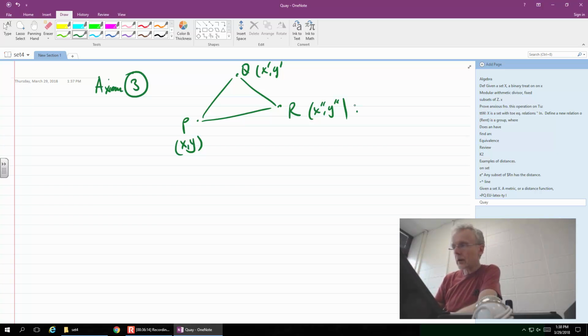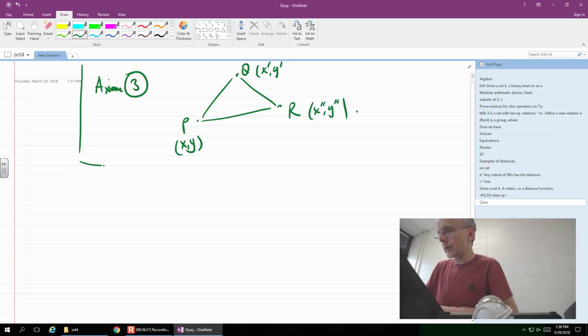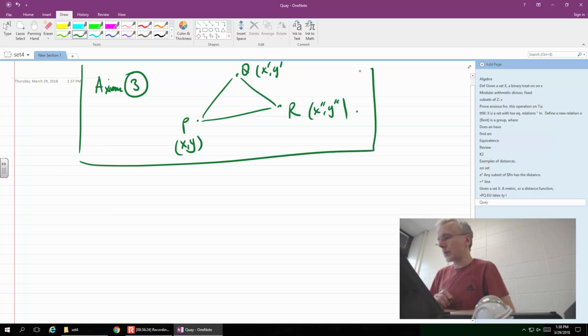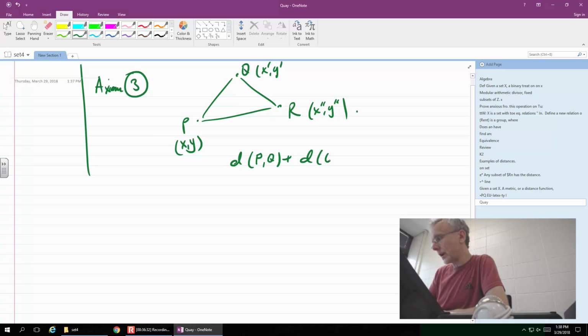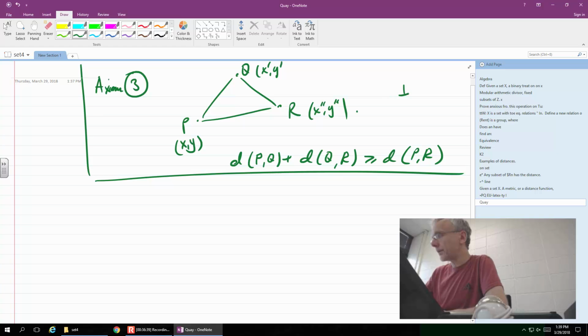Okay, so let me try to maybe visualize it first. That's the problem, so I don't want to diminish this. I'll put it here in the box of what we're supposed to prove. So d(p,q) plus d(q,r) larger than or equal to d(p,r). That's the triangle inequality to be proven here. So what I'm going to try to do now is illustrate this idea.